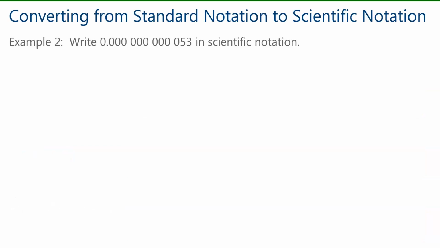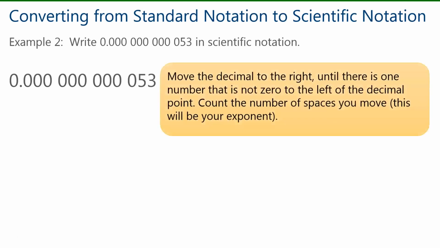Let's look at another example. In this example, we're writing 0.0000000000053 in scientific notation. And you can see why it would be convenient to put this number in scientific notation, because it would be so easy to accidentally leave off a 0 or make a mistake using this number in calculations. So the first thing we're going to do is move our decimal. In this case, the decimal is already present. And we're going to move our decimal to the right this time until there is one number that is not 0 to the left of the decimal point.